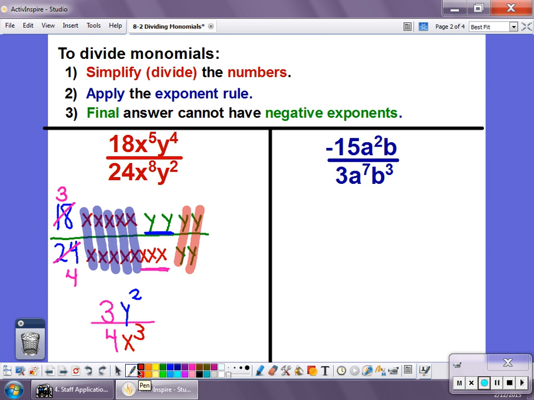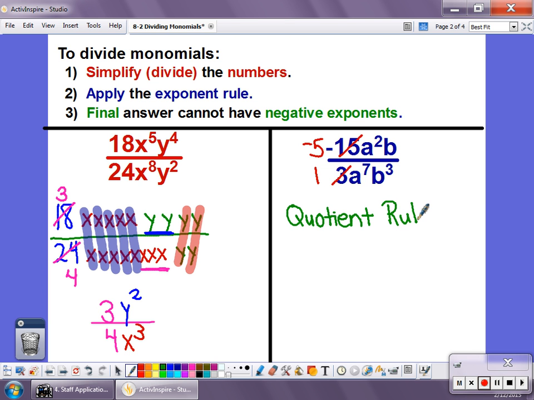Now, if you want to get away from expanding it, we do have another option. And that option is we can still divide our numbers just as we have been. Okay, so I know negative 15 and 3 have a common factor of 3, so I can simplify those just like I would normally. But instead of drawing this all out so I have all of my a's on the top and all of my a's on the bottom, I can apply my exponent rule. And my rule says, this is our quotient rule if you remember, the quotient rule says when you divide 2 bases that are the same, you subtract your exponents.